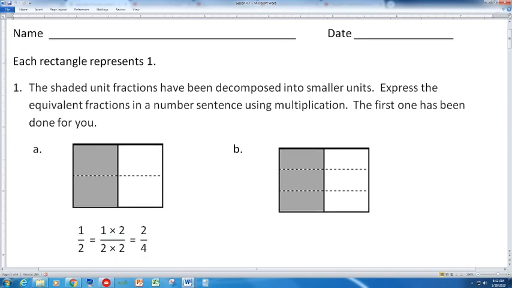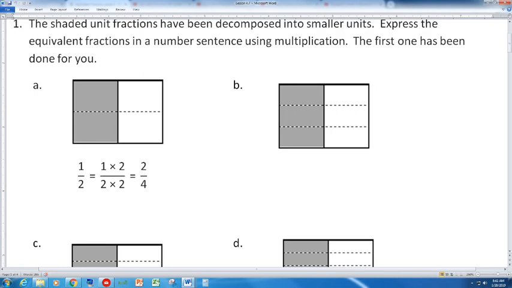Each rectangle in this lesson is going to represent a value of 1. The shaded unit fractions have been decomposed into smaller units. Decomposing means we're breaking it down into smaller units, smaller pieces, smaller parts. We're going to be expressing the equivalent fraction in a number sentence using multiplication. The first one has been done for us.